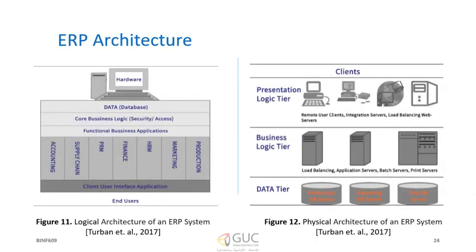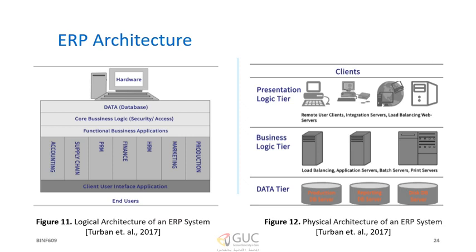The two types of architectures for an ERP system are logical, as shown in the left side figure, and the physical or tiered, in the right side figure. The logical architecture focuses on supporting the requirements of the end users, whereas the physical architecture focuses on the efficiency of the system, such as cost and response time.